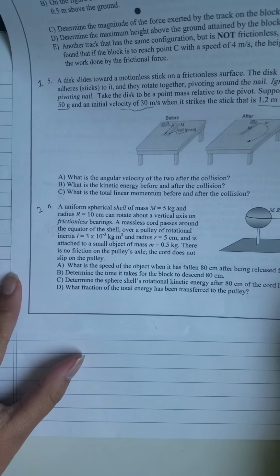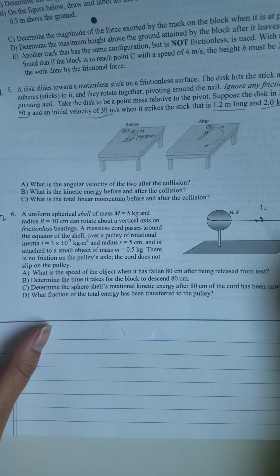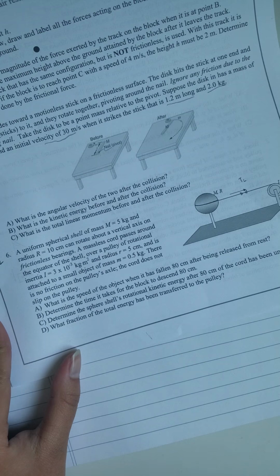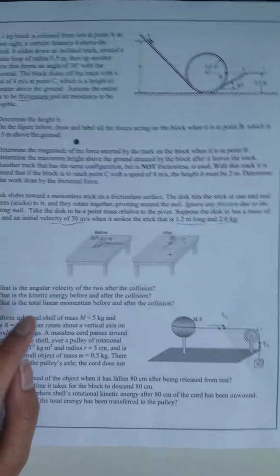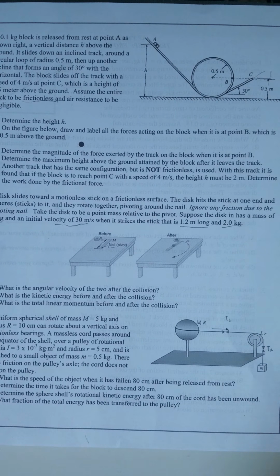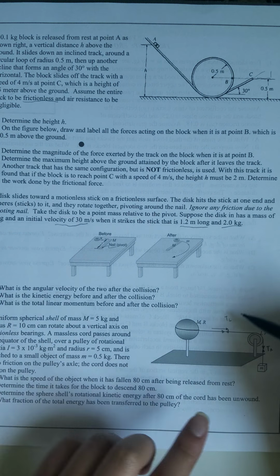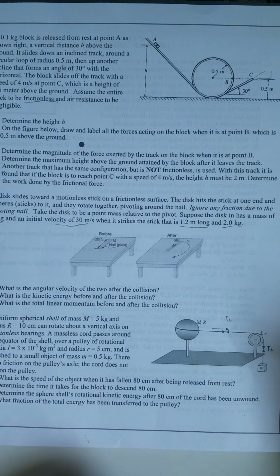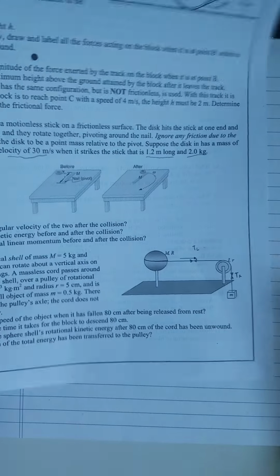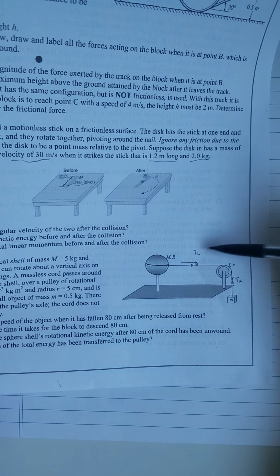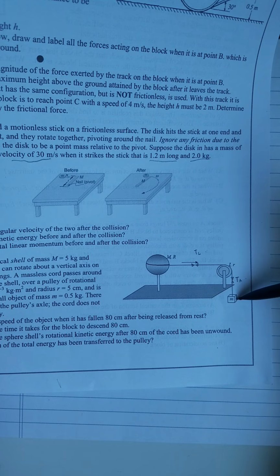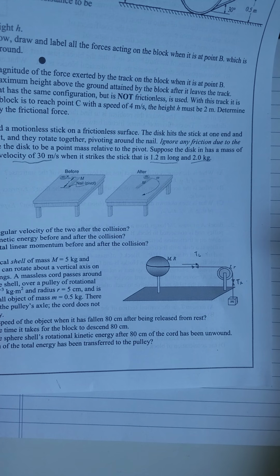So, number 6, part A, wants us to find the speed of the object after it has fallen 80 centimeters. So we have to get variables for our tensions first, because that's going to help us find our speed. I have this one as TR, tension right, and this one TL, tension left, little m, big M, and I think that's all.